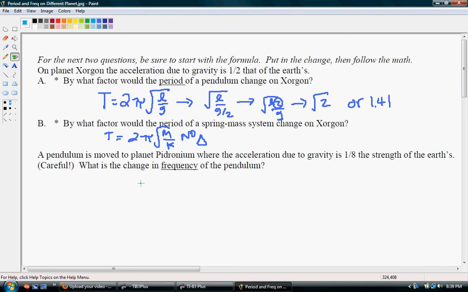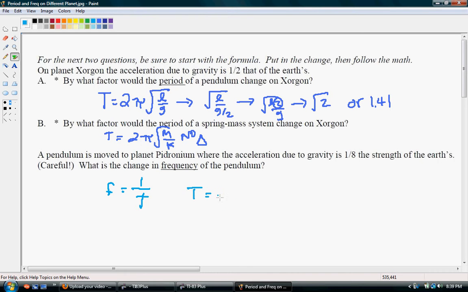Now, a pendulum is moved to planet Pedronium, where the acceleration due to gravity is 1/8 the strength of the Earth. Now be careful, what is the change in frequency? Remember, frequency is 1 divided by the time period. So whatever we get for our time period, it's 1 over that, whatever that change is.